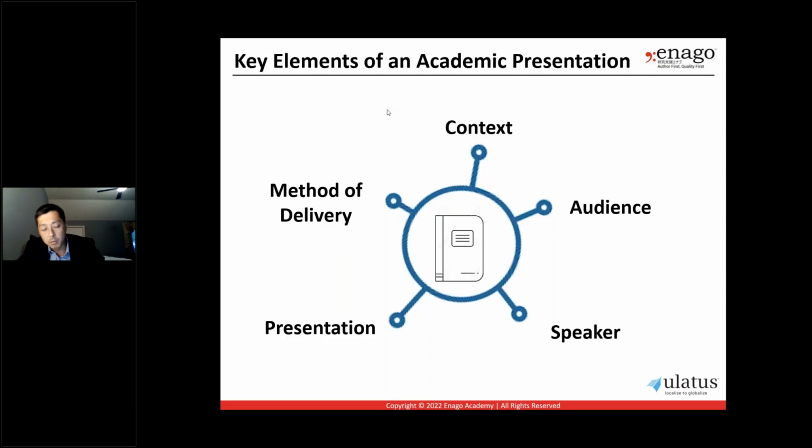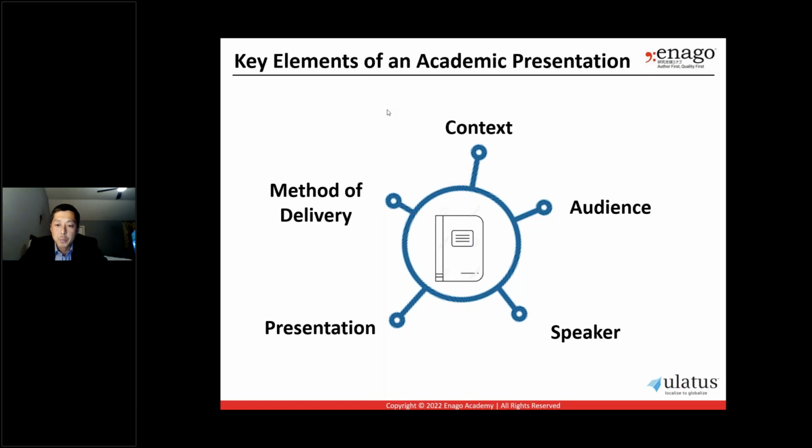Now, when you talk about the key elements of an academic presentation, you always have to think about context, right? Are you giving it in person, virtually, small audience? Is it a big audience? And when we talk about audience, we need to know who are the people going to be there, right? What kind of information do they want? What do they already know? You as a speaker, of course, are a key element of any presentation.